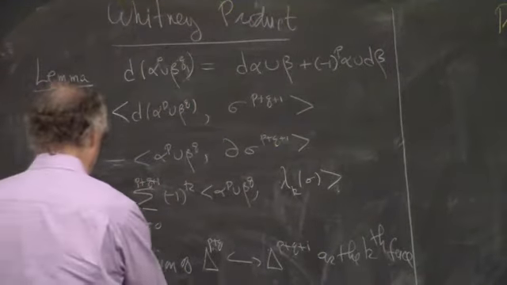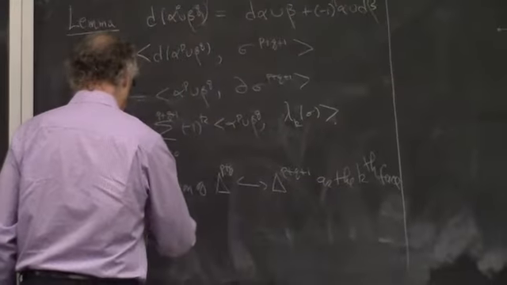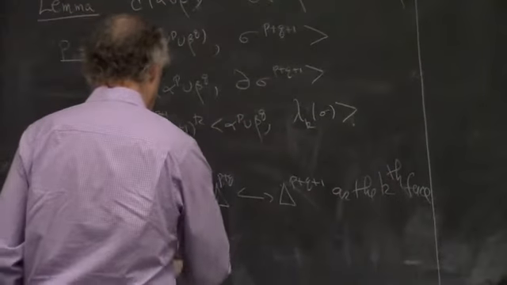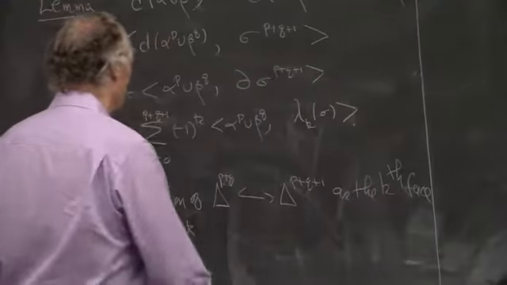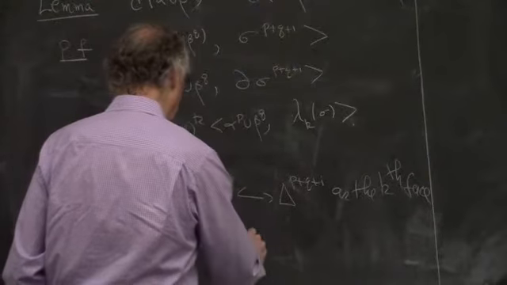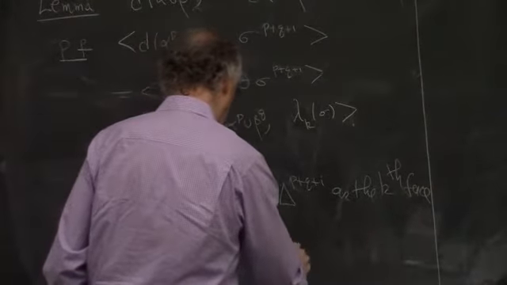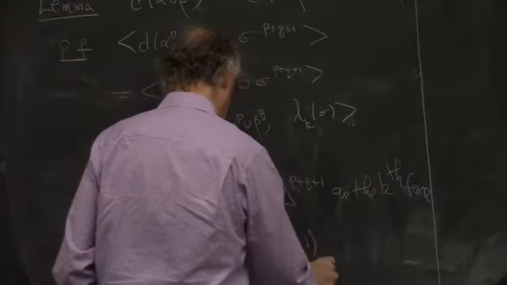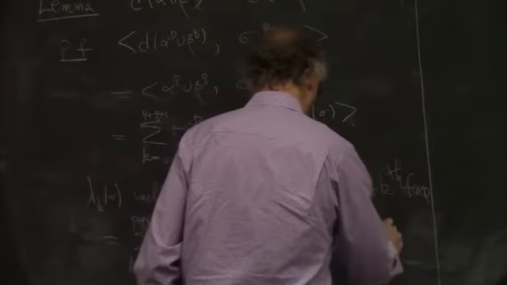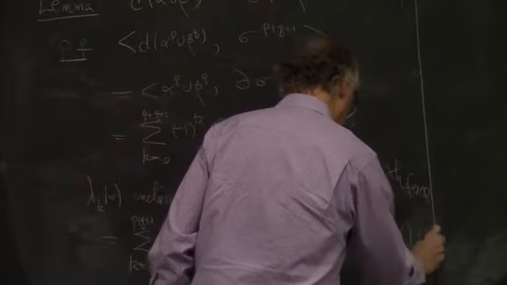So then we have the summation k equals 0 to p plus q plus 1 of -1 to the k, alpha p on the front p face of lambda k sigma, times beta q on the back q face of lambda k of sigma.